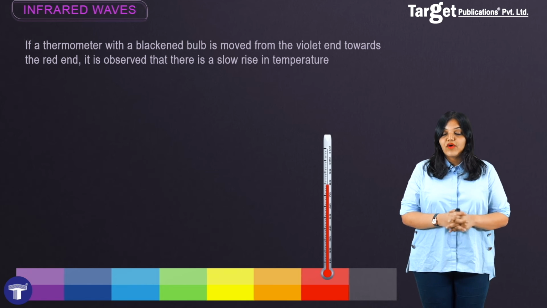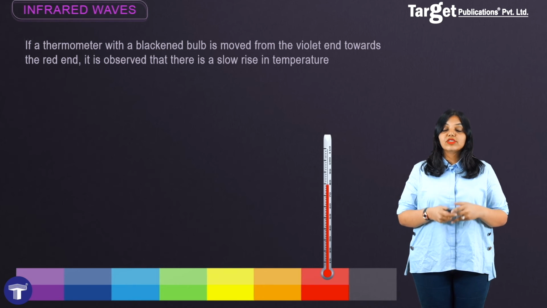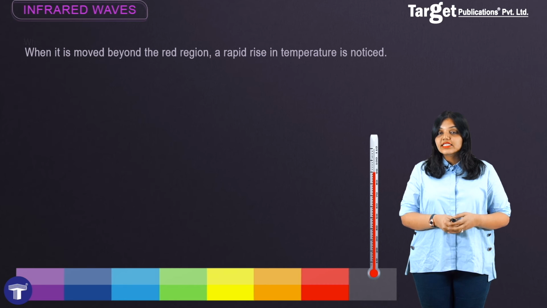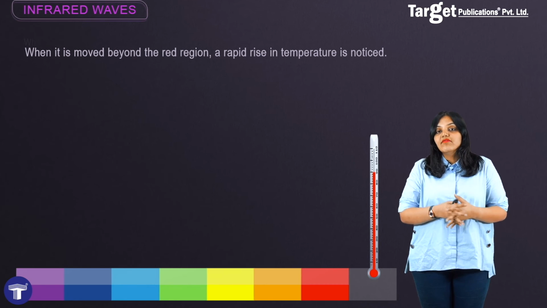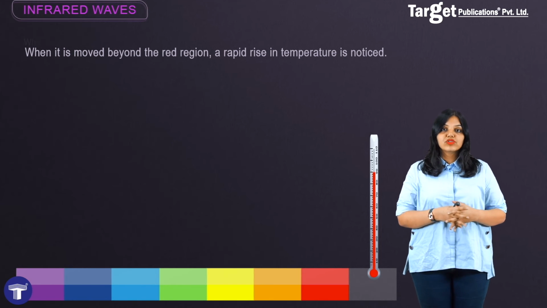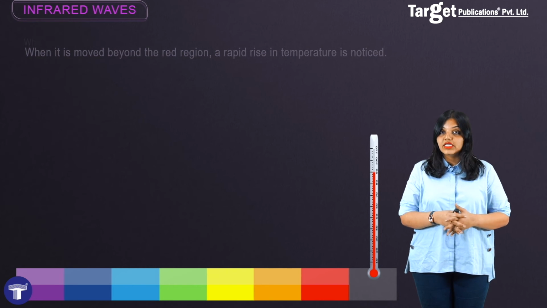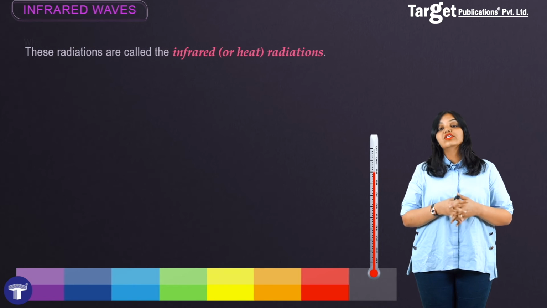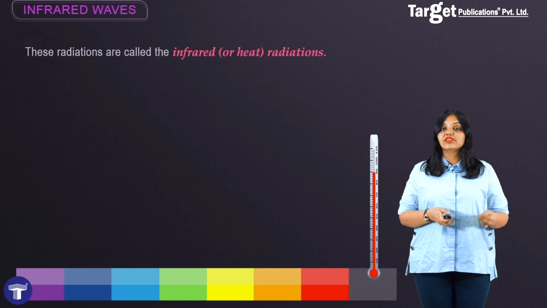Well, that was fine so far, but he went ahead and put this thermometer in that end of the spectrum which lay even beyond the red end of the visible light spectrum. And when he did that, he saw that there was a rapid rise in temperature. And at that time, they didn't even know what lies beyond the red end of the spectrum because it was invisible. But this is how infrared radiation was discovered. They saw that there are some radiations which lie beyond the red end of the spectrum which actually give out heat. And these radiations, which we now know as infrared radiations, also came to be known as heat radiations.